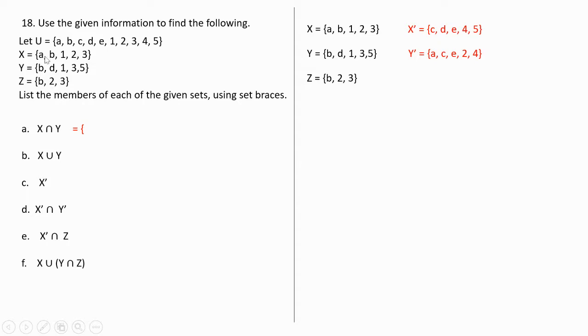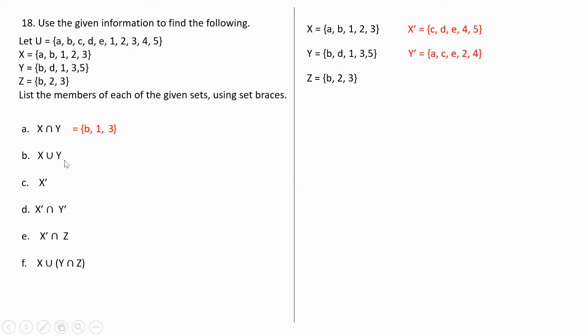Now let's go here. What do they have in common? They have in common A, B. They have in common a 1. They have in common a 3, right? So that's your answer. Set X and Y, they have in common, or they intersect at B, 1, 3. That's my answer.